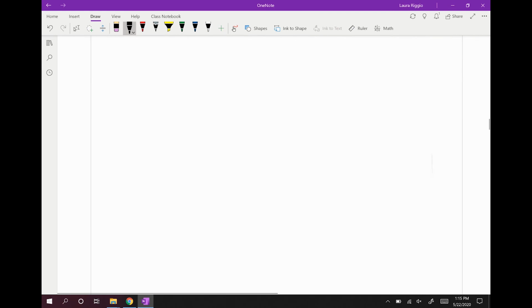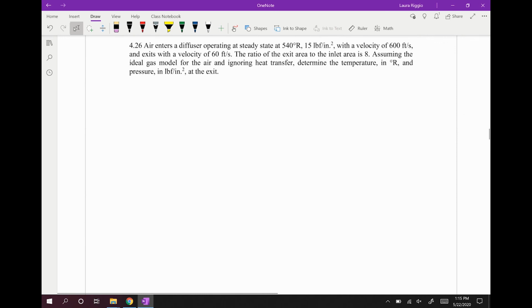We're going to do another example. We have air entering a diffuser operating at steady state at 540 degrees Rankine and 15 psi with a velocity of 600 feet per second. The air exits with a velocity of 60 feet per second. The ratio of the exit area to the inlet area is 8. Assuming the ideal gas model for air and ignoring heat transfer, we want to determine the temperature in degrees Rankine and the pressure in psi at the exit.